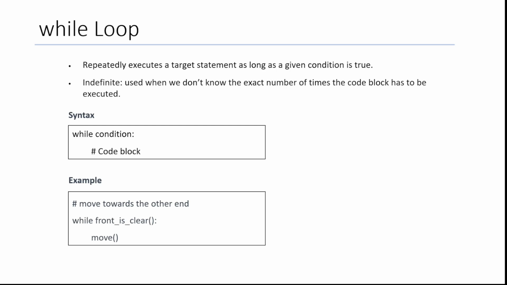We use the while loop when we don't know the number of times the code block has to be executed, but only know that the code has to be executed repeatedly until a certain condition is true. In the example here, we are testing the Karel function front is clear, which returns the boolean value true or false. If it returns true, the move command will be executed. If the function returns false, Python will exit the while loop.